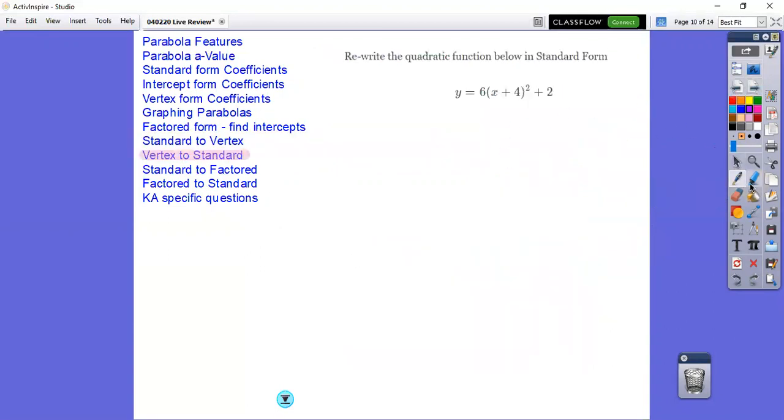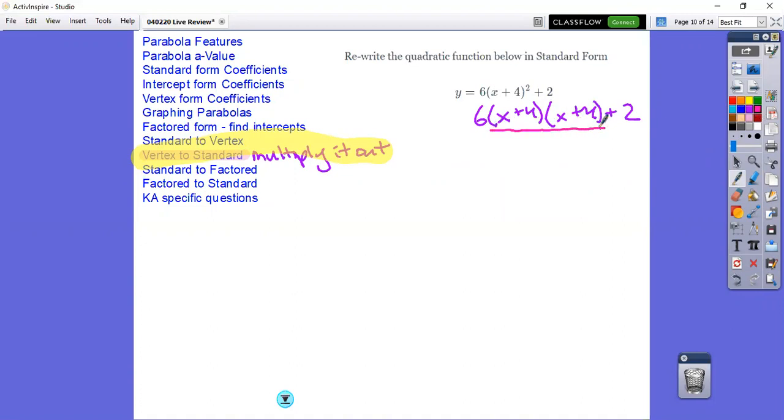If we go vertex to standard form, it's just the idea of multiply it out. Okay, so multiply everything out there. And that's all that you have to do to go vertex to standard form. To multiply out here, I'm going to look at the fact that x plus 4 squared is not x squared plus 16. So this I'm going to write as 6 times x plus 4 times x plus 4 and then plus 2. My suggestion is you do the x plus 4 times x plus 4 first.